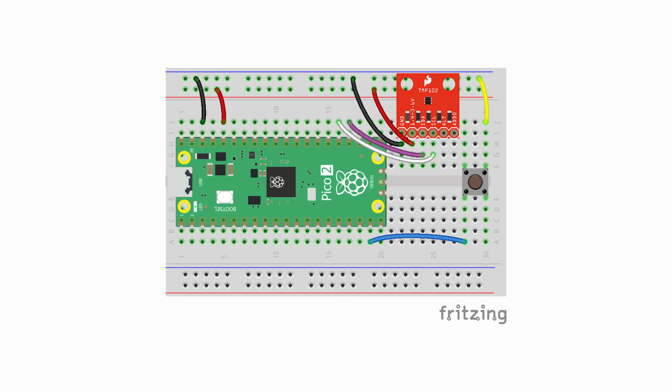For this episode, you'll need a button connected to GPIO 14 and a TMP102 breakout board with SDA and SCL connected to GPIO 18 and GPIO 19. We're using the exact same hardware and connections as with the previous I2C episode.